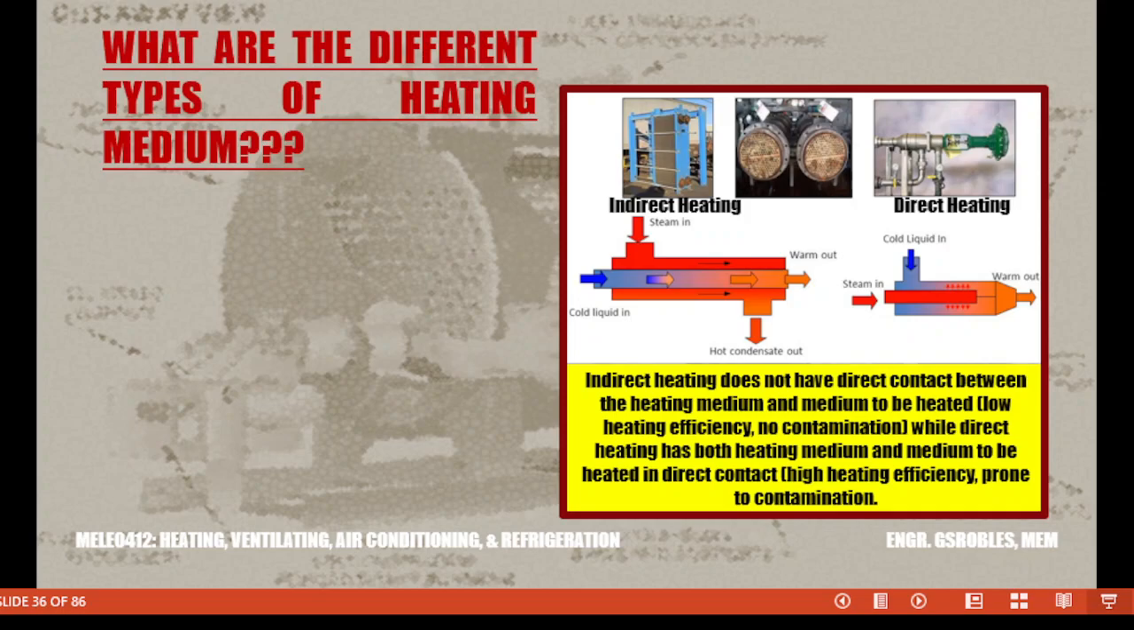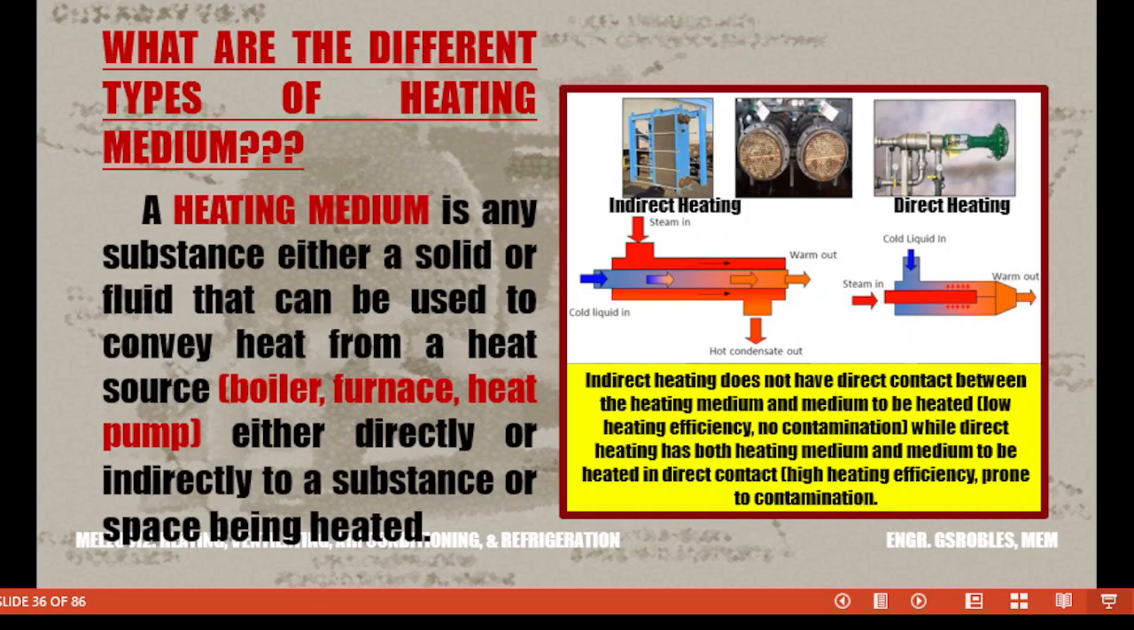So, what are the different types of heating medium? We have a variety of heating systems that make use of differing working mediums. A heating medium is any substance, so pwede siyang solids, liquids, or gases, one that is able to convey heat that is actually being used in heating systems such as boilers, furnaces, as well as heat pumps, from a particular heat source to a desired location. This may be done either directly by the use of distributed heating systems or indirectly by making use of central heating systems.